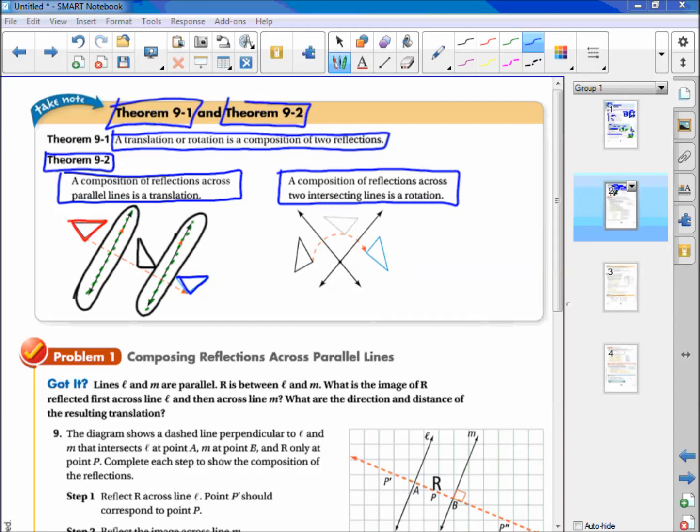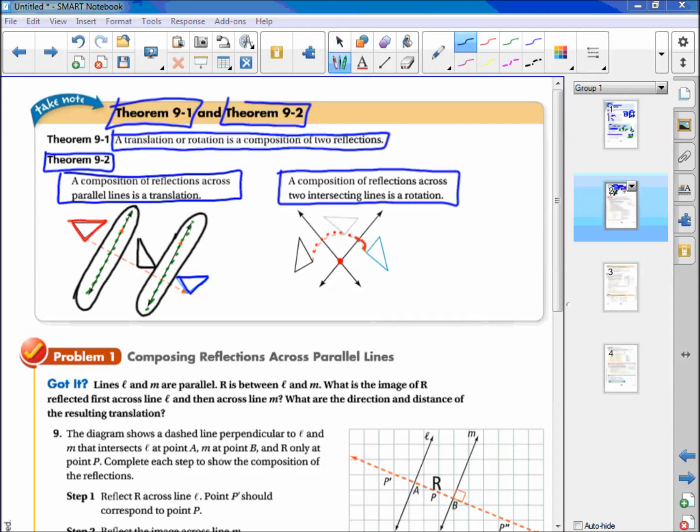So a composition of reflections across two intersecting lines is the same as a rotation. And notice it doesn't even say that the lines have to be perpendicular here. Okay, so we just have to find two intersecting lines and make it work. So for every rotation, in this case, we are rotating around the point in the middle here. So we rotated it, we end up there. If we made some lines that cross at that point, then we could make that same rotation happen.